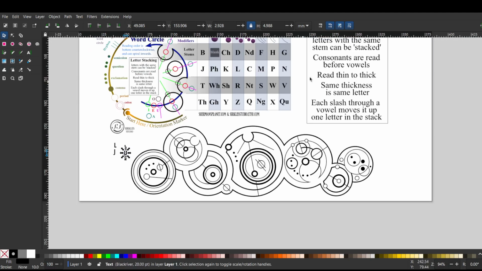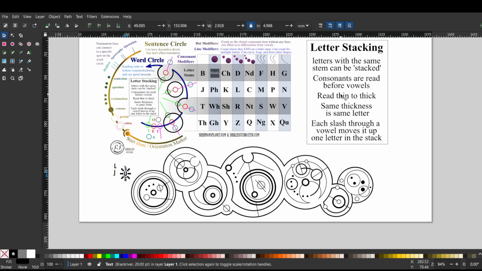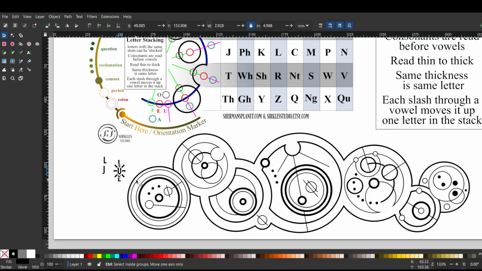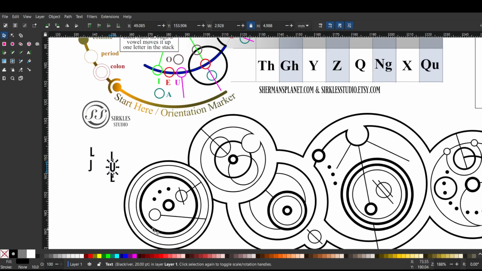Neat. Okay, and then you read thin to thick. This thin line here is the J, so that J is in front of the L. We're going to move that there. J goes in front of the L. This thick one is the L, so it's there. And now for the vowels, we have 2 that are the same thickness, the U and the I. Both of those are thin. And then we have the E at the end. Neat. So that's how that works.